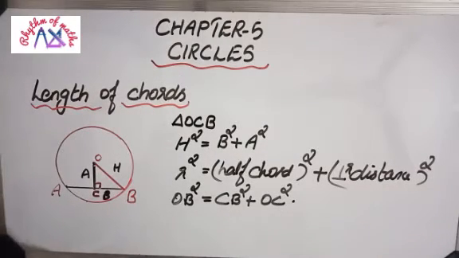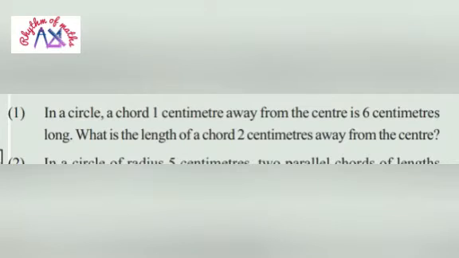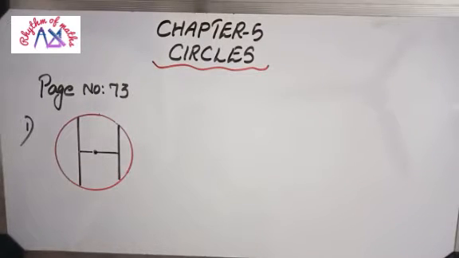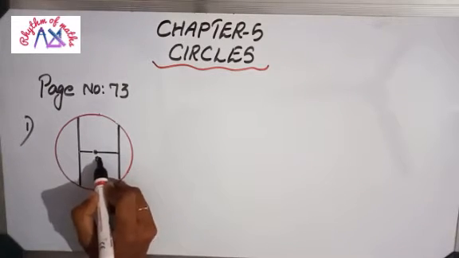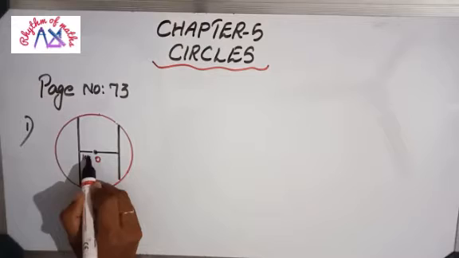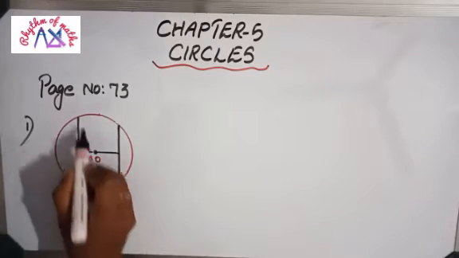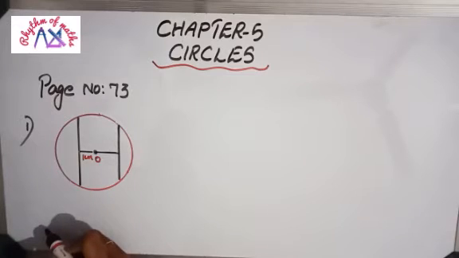Page number 73, first question. In a circle, a chord 1 centimeter away from the center is 6 centimeter long. What is the length of a chord 2 centimeter away from the center? In this question, the length of a chord 1 centimeter away from the center is given. Here O is the center, and this is 1 centimeter, a small distance.